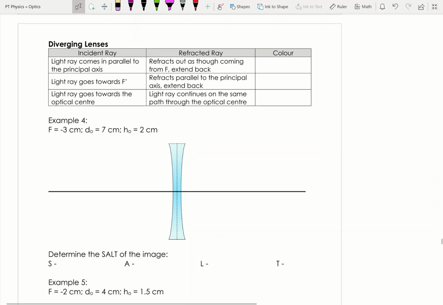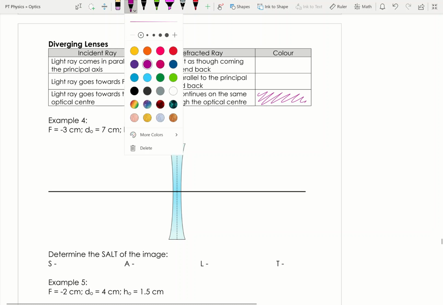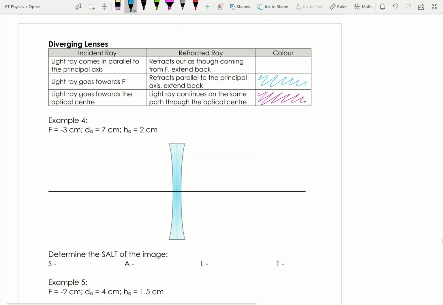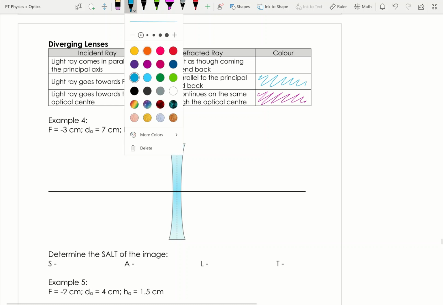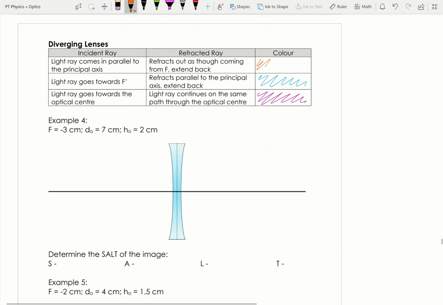And I can tell you that with diverging lenses, you always have to trace your refracted rays backwards. So I'm going to do the same colors as I did last time. I'm going to use purple there. I'm going to use blue here. And I'm going to use orange here.